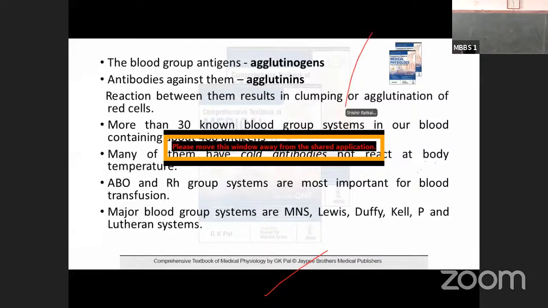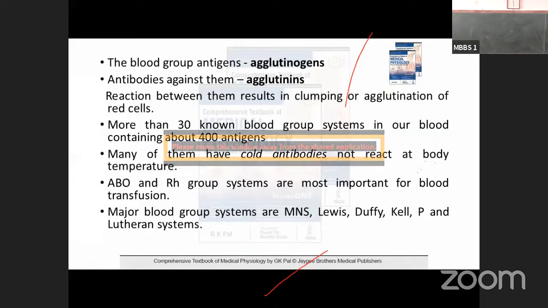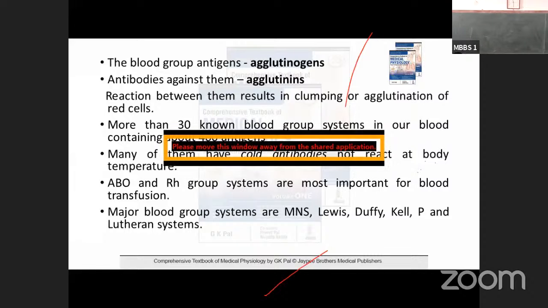Many of them have cold antibodies. Cold antibodies are the antibodies which do not react at our body temperature, reacting at 5 to 20 degrees. And warm antibodies are the antibodies which react at our body temperature. So there are two types of antibodies, cold antibodies and warm antibodies. IgM antibodies are called cold antibodies. IgG antibodies are called warm antibodies.